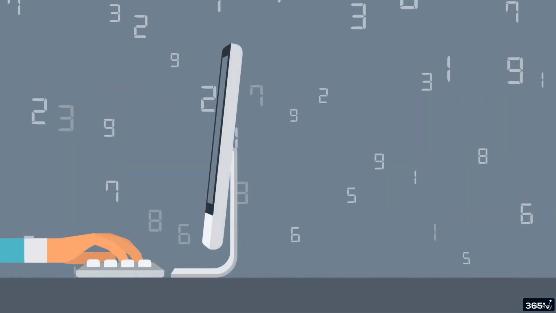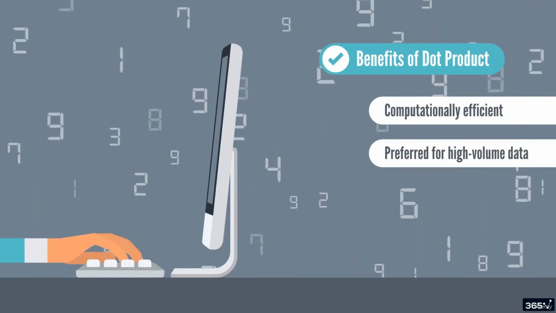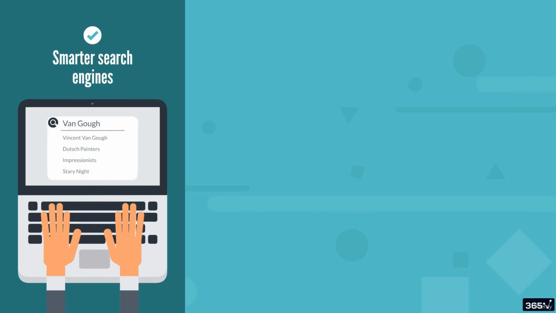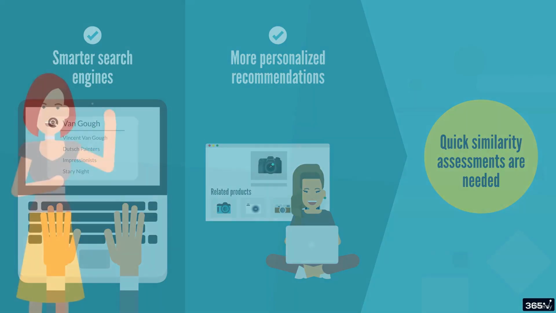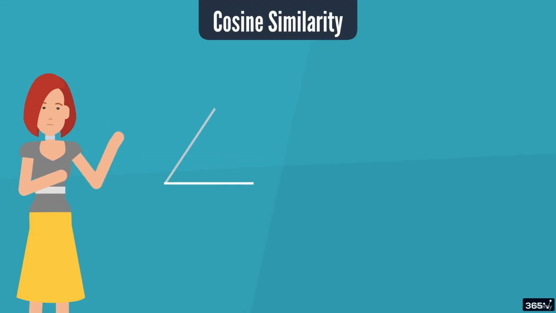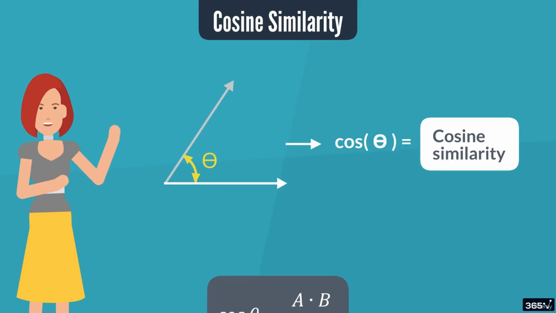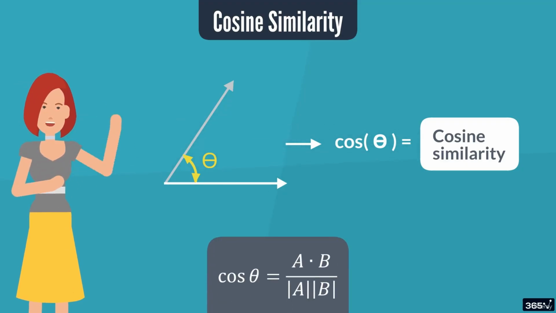Incidentally, calculating the dot product is computationally efficient, making it a preferred method for high-volume, high-dimensional data processing in vector databases. This efficiency is critical for real-time applications like search engines and recommendation systems where quick similarity assessments are needed. This equation is also important because it leads us to our lesson's final concept, cosine similarity. If we rearrange the terms in the dot product equation, we'll arrive at the cosine between two angles because their dot product is divided by their magnitude. The cosine similarity is linked to the dot product.